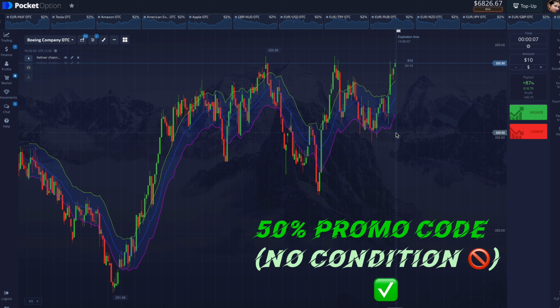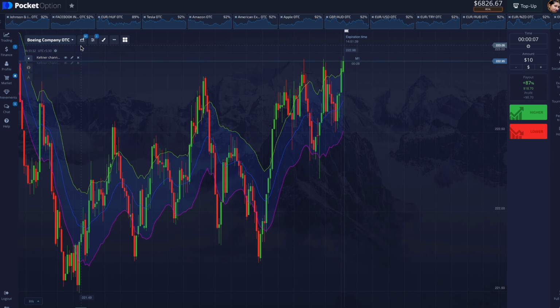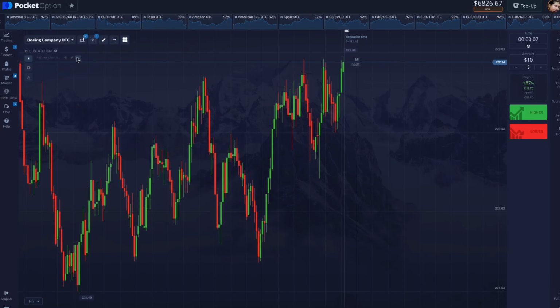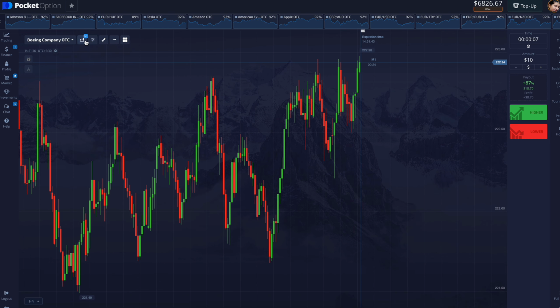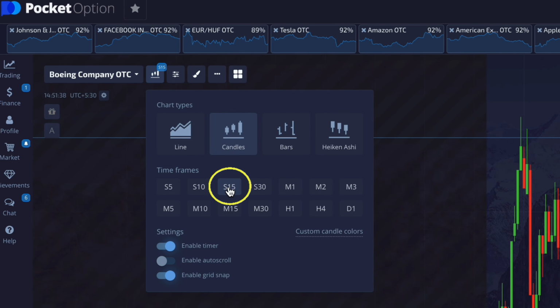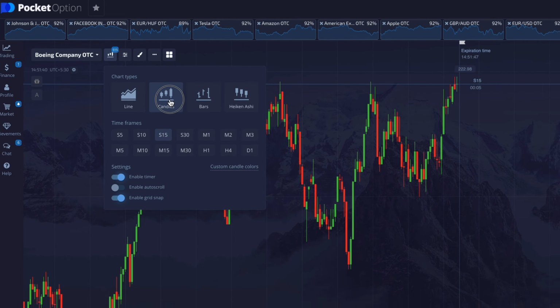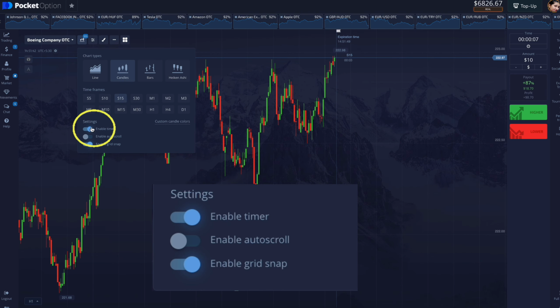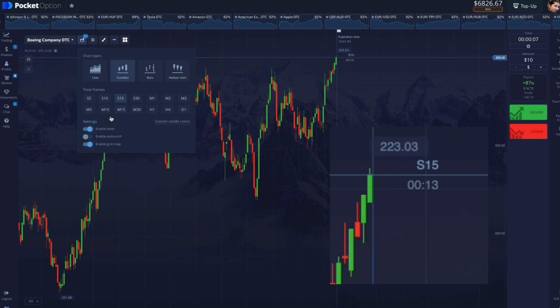Let's add the strategy and complete the setup. Let's understand from the beginning. First of all, the time frame of the candle has to be 15 seconds. After that, you can see the option of enable timer. Turn it on, so that the time left in the candle can be known.